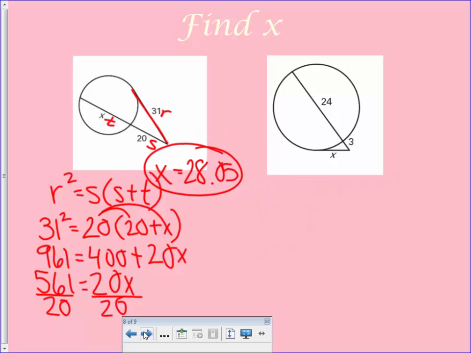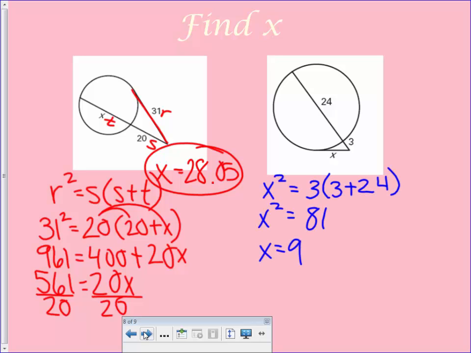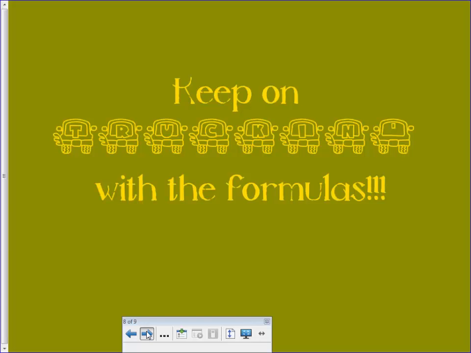See if you can solve the last one on your own, solving for x, which is actually our tangent line. All right, so let's take a look at what I did, and hopefully it matches what you did. Our x squared, so remember to get rid of an x squared, you've got to square root it. So don't forget the square root on the last part. All right, so keep on trucking with those formulas.